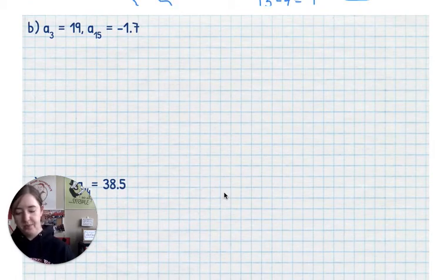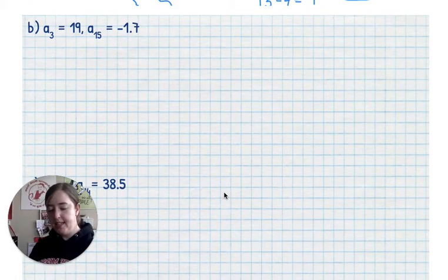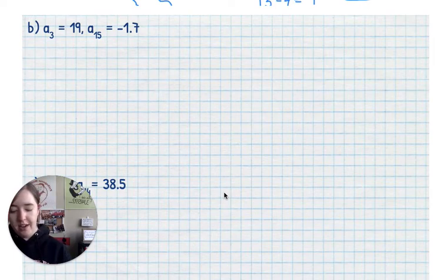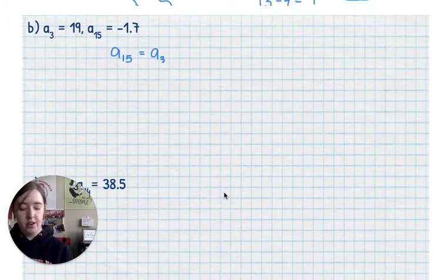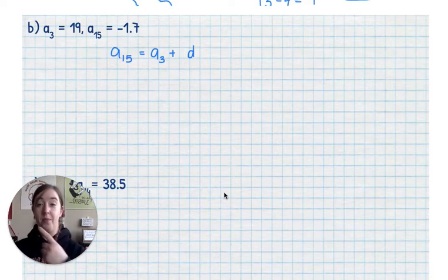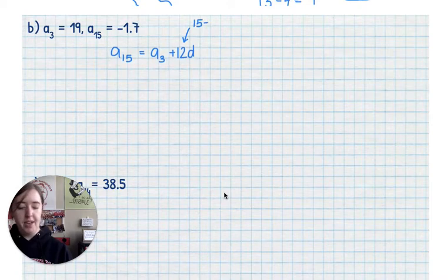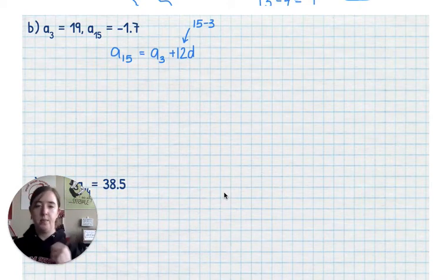Let's try this one. So we have a sub 3 is equal to 19, and a sub 15 is equal to negative 1.7. All right. So I know the 15th term is equal to the 3rd term plus the common difference. And then from 3 to 15, how many times do I add that common difference? Yeah, I add it 12 times, right? And I know I'm adding it 12 times because that's 15 minus 3, the number of my terms subtracted.